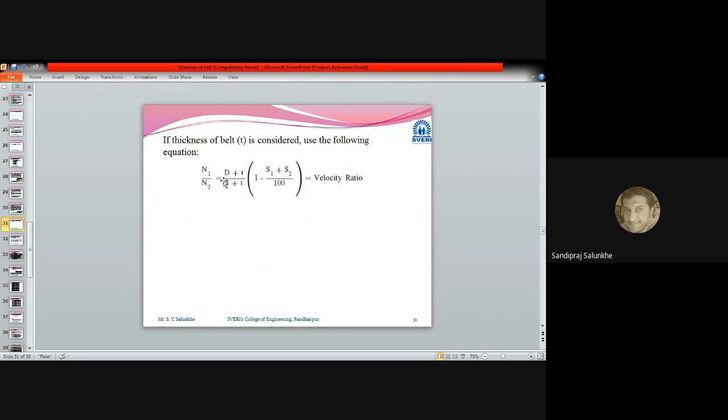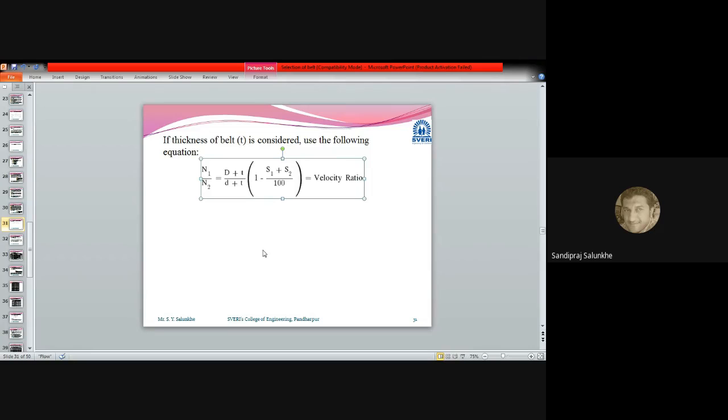This is again micro level thinking. What is this micro level thinking? Sir, the diameter of the driven pulley is capital D and of the driver pulley is small d. But what happens if we select a belt having measurable or considerable thickness? Then is that pulley diameter going to be the exact diameter? No. What we have to do is take the thickness of that belt also into account.